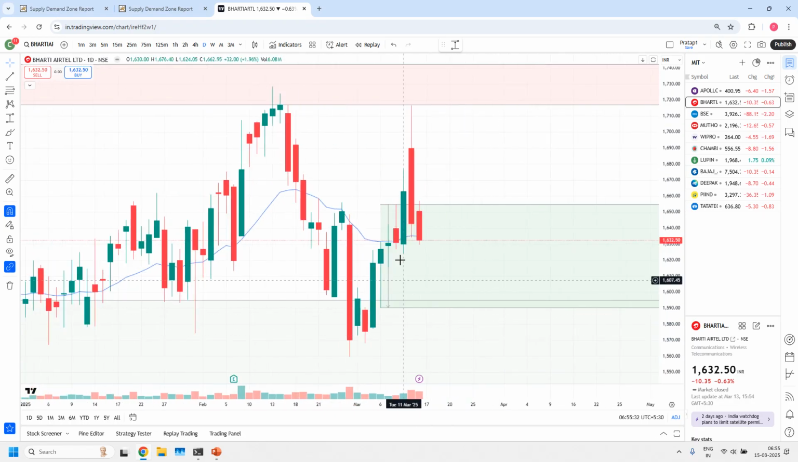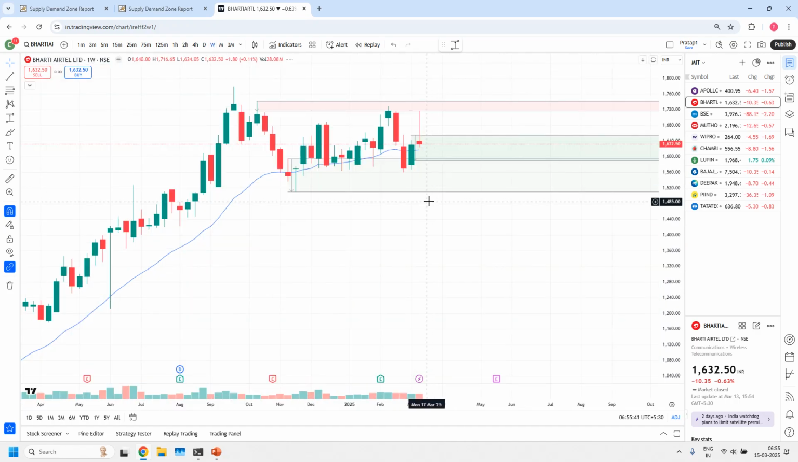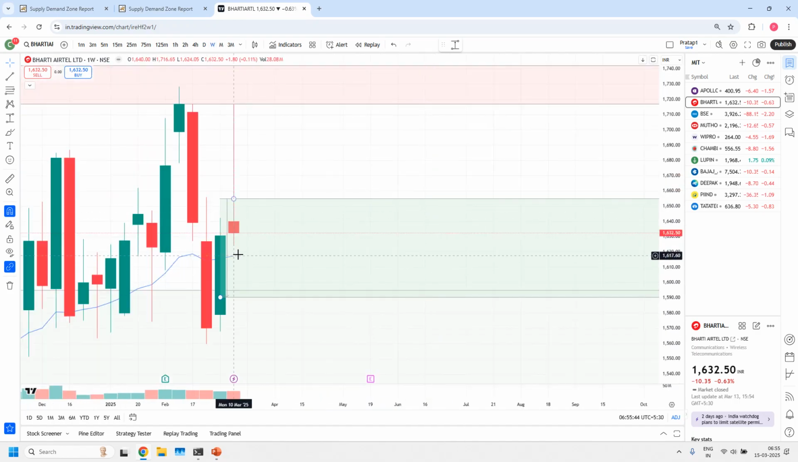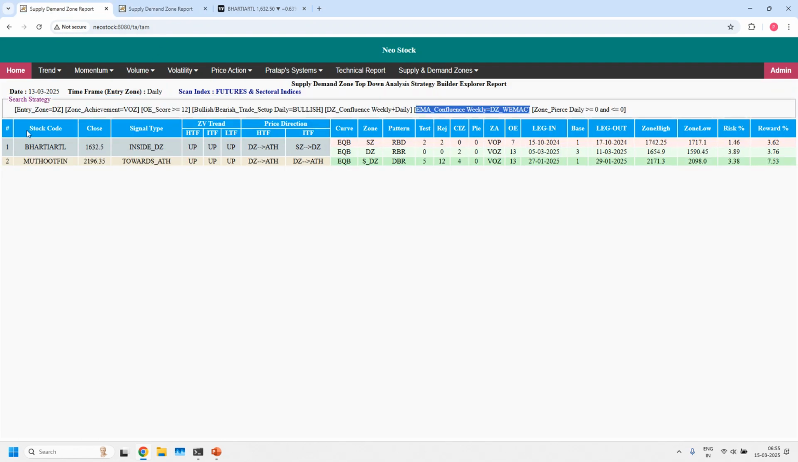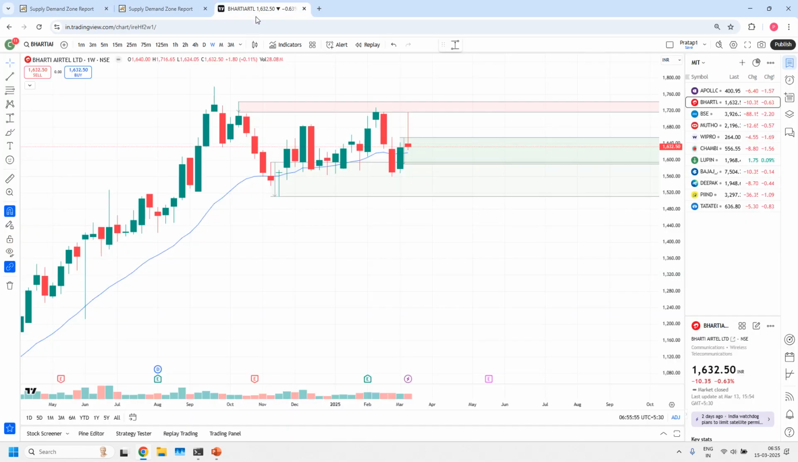Maybe that is the reason why previously prices reached here and sharply moved here. Look into weekly. Price reached near to this weekly zone and then sharply moved up. Okay. So because all these parameters are satisfied, Bharti Airtel comes to the first place now at present, because it is having weekly EMA confluence also.